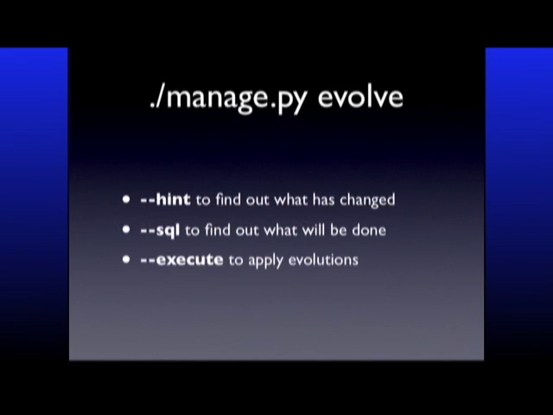Okay, so how do you evolve? You use the evolve command. --hint finds out what has changed. --sql tells me what's going to happen. It rolls out add field into the SQL that's actually going to happen. And --execute runs the thing that's actually going to be there. And they can be run in pretty much every combination. You can run evolve --sql --execute if you want. You don't have to always hint. If you run with the hint, it'll run the hinted versions of the evolutions. If you leave the hint off, it'll start looking for stored evolutions in your directory.